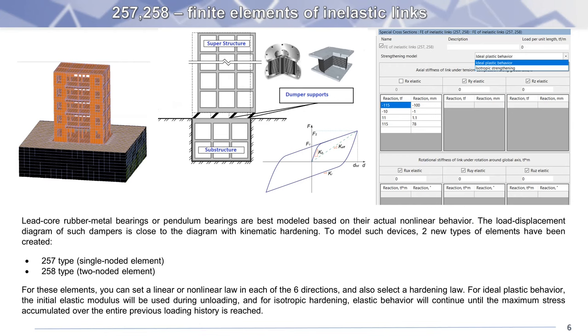The load-displacement diagram of such an element is close to the diagram with kinematic hardening. To model such a device, two new types of elements have been created, one single-knotted and one two-knotted. For these elements, you can set a linear or non-linear law in each of six directions, and also select a hardening law. For ideal plastic behavior, the initial elastic modulus will be used during unloading. And for isotropic hardening, elastic behavior will continue until the maximum stress accumulated over the entire period of loading history is reached.